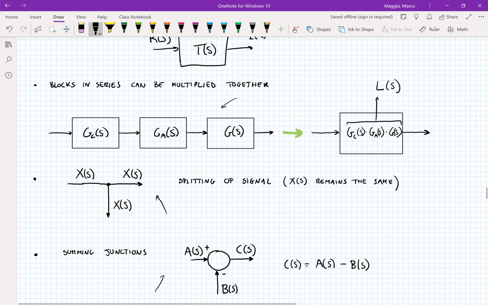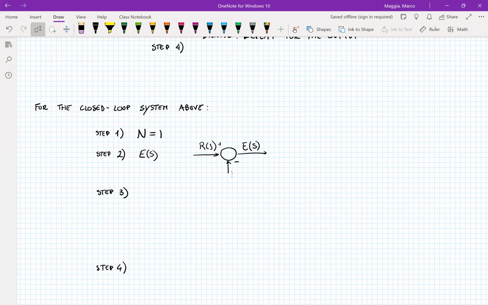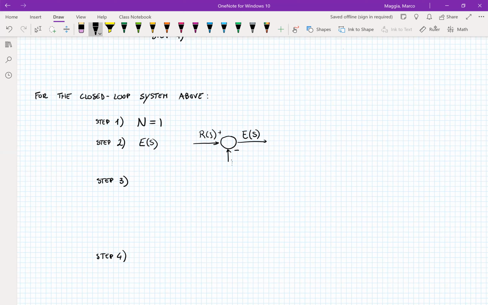It's easier to write it down. So step number 3, we have n+1 equations that we need to write, one for E of S and one for the output. So for E of S, we found that E of S is equal to R of S minus H times Y.